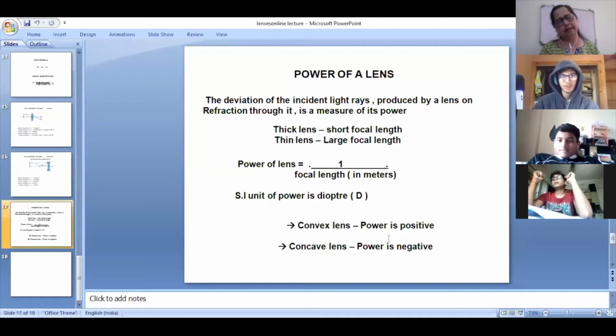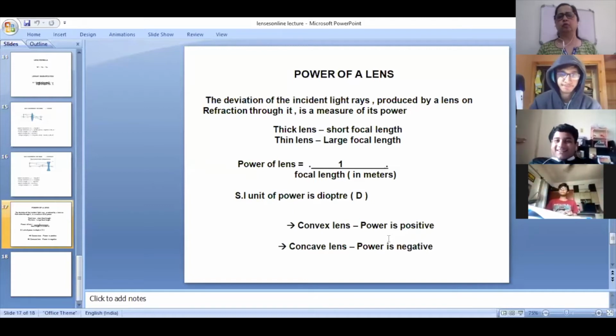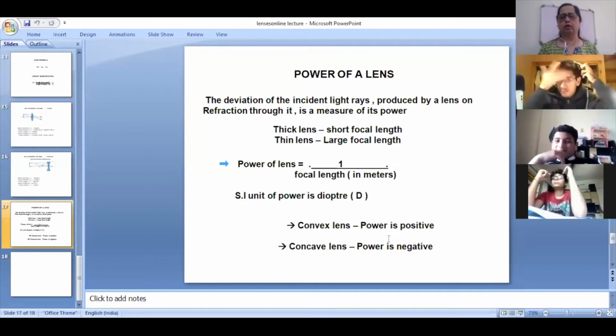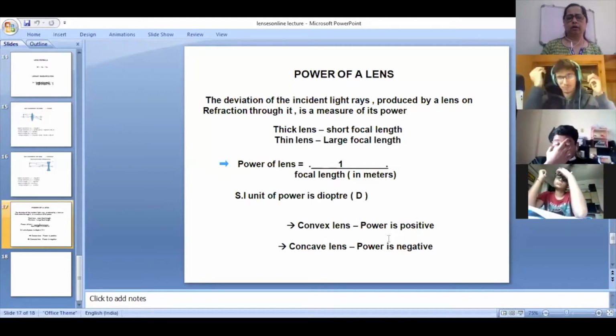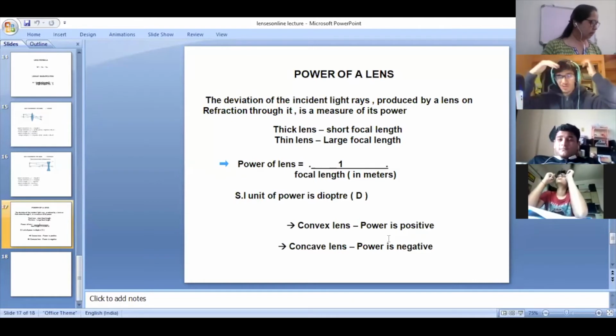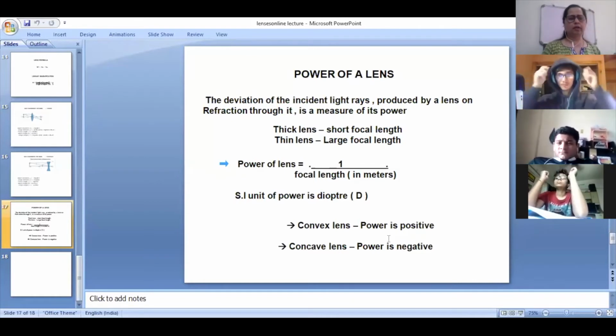Yes, ma'am, the power is negative. So most of you are wearing lenses which are concave and not convex. So you all are having a concave lens, with a power like 2.75. What is the power of the lens?